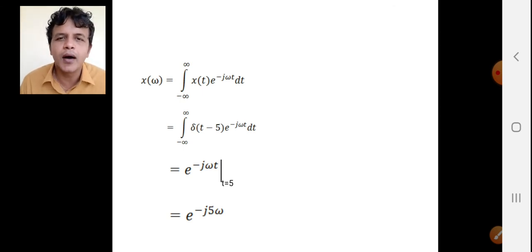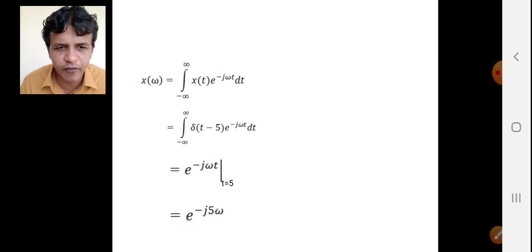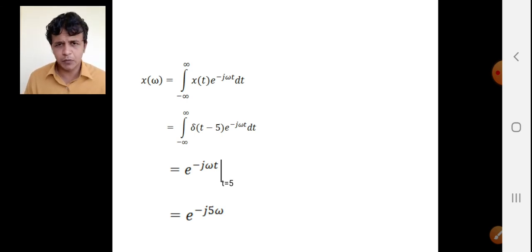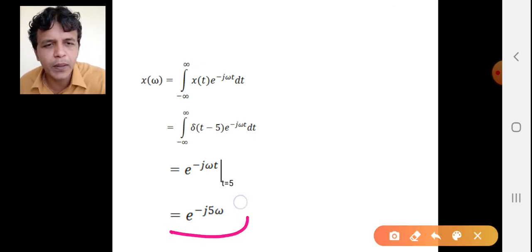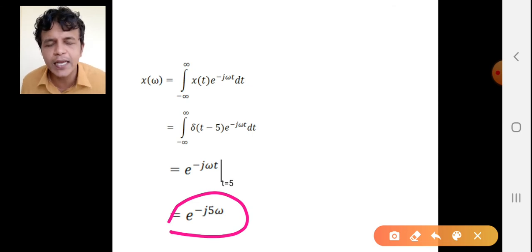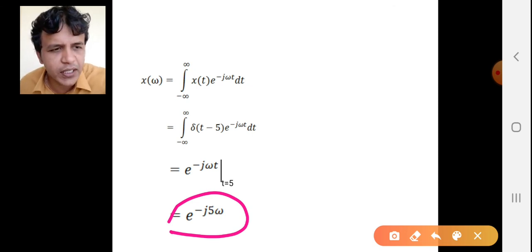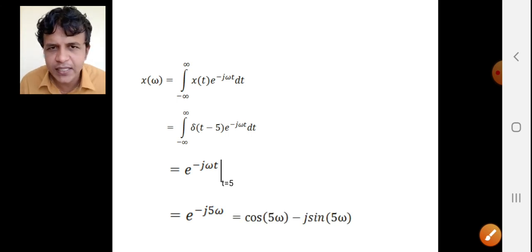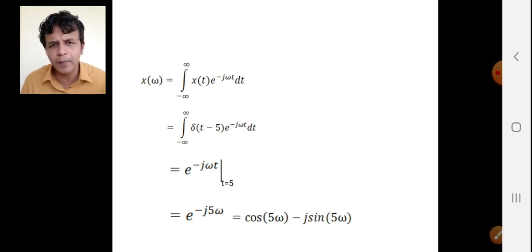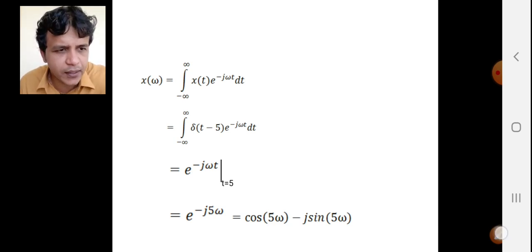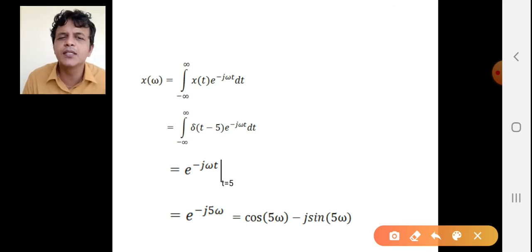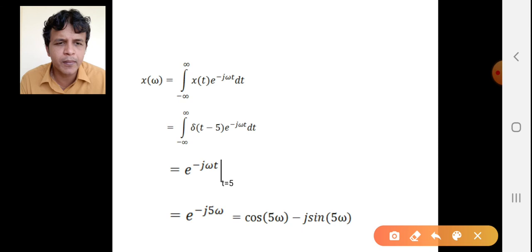We have found the Fourier transform of x of t equal to delta of t minus 5. Now we have to go for magnitude response and phase response. When we speak about magnitude response, we know it is the square root of real part square plus imaginary part square. So here this complex exponential signal can be rewritten in trigonometric notation as cos of 5 omega minus j sin 5 omega. We know that e power j theta equals cos theta plus j sin theta, and e power minus j theta equals cos theta minus j sin theta. So we have applied Euler's formula to represent e power minus j5 omega as cos 5 omega minus j sin 5 omega.